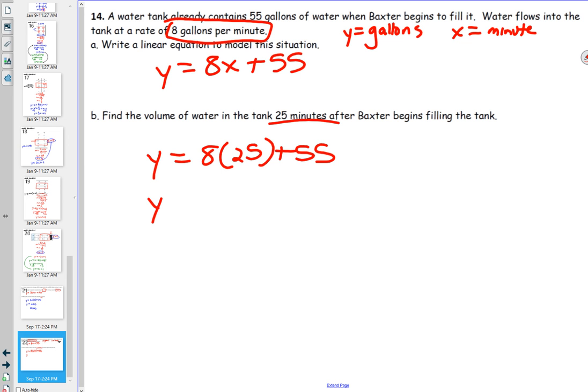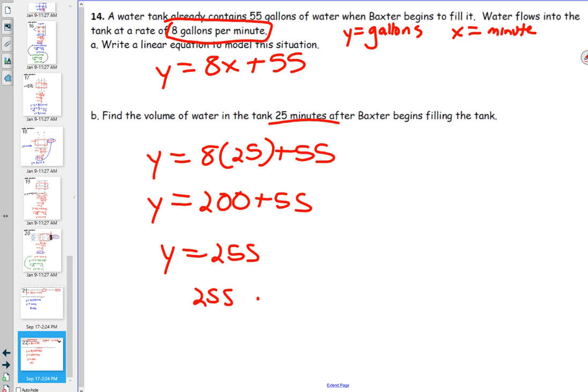How much money do you have if you have 8 quarters? $2. Yeah. Donnie's making that money. So that's going to be 255, which means 255 gallons.